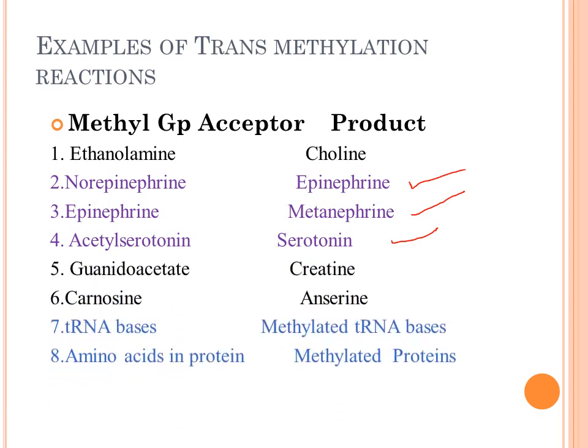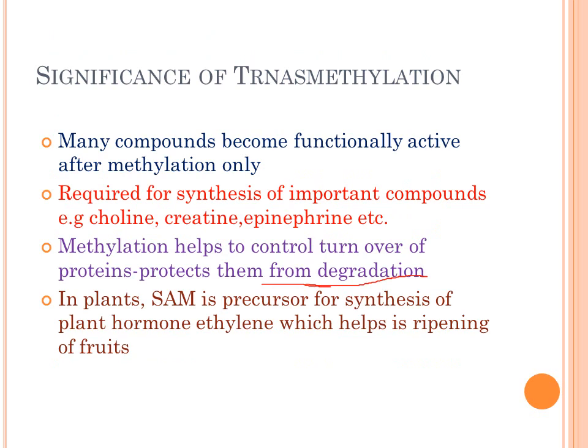Then a number of other examples involve synthesis of creatine, which is again a high energy compound. Then formation of methylated tRNA bases, and also methylation of various proteins. So this is the first role of methionine, transmethylation reaction in the form of S-adenosyl methionine. Now by this transmethylation reaction, S-adenosyl homocysteine is going to be formed. What is going to be its fate, we are going to discuss.